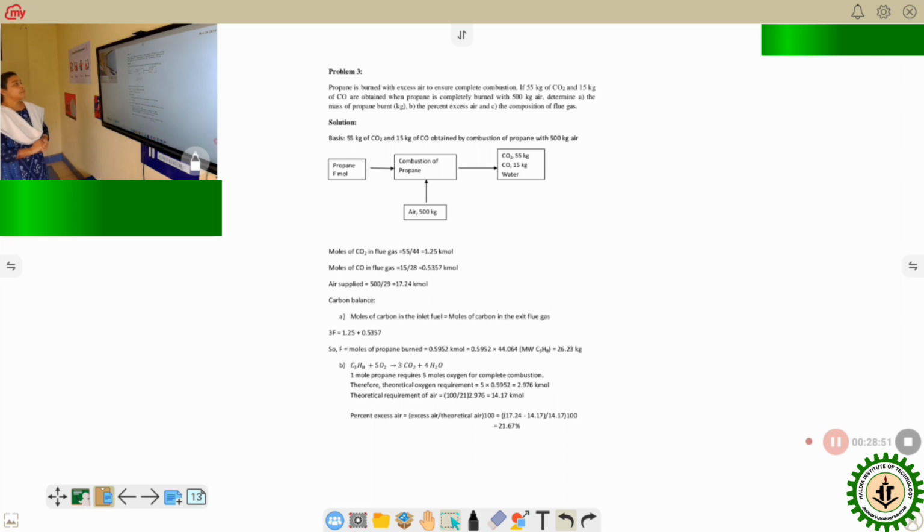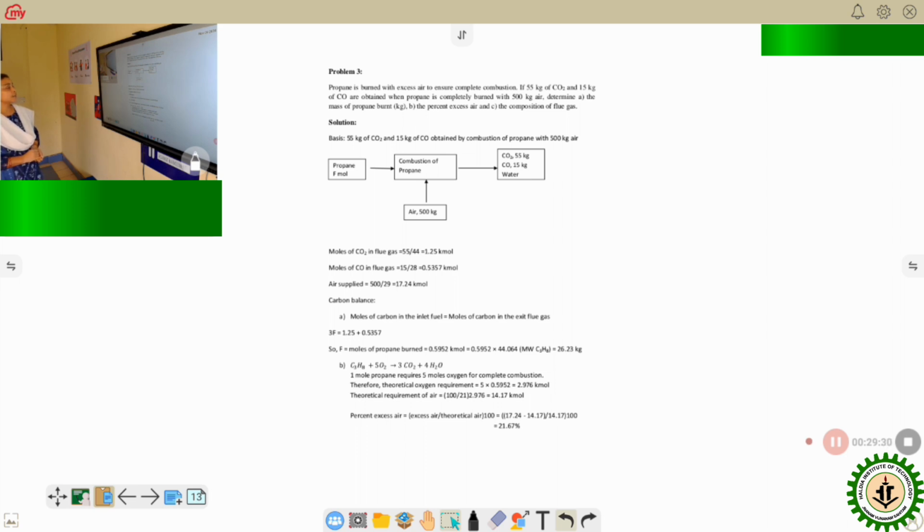Now we will explain one problem to calculate the percent excess air in propane combustion, how much fuel is burned, and the composition of the flue gas. The problem statement: propane is burned with excess air to ensure complete combustion. If 55 kg of carbon dioxide and 15 kg of carbon monoxide are obtained when propane is burned with 500 kg air, determine 1, the mass of propane burned, 2, the percent excess air, and 3, the composition of flue gas.